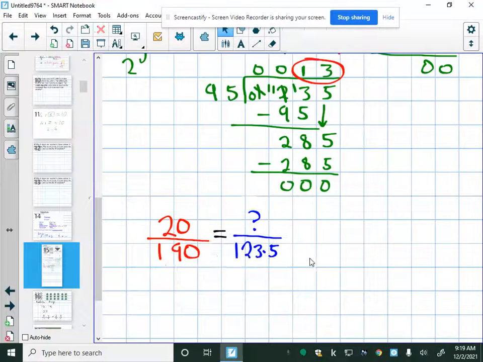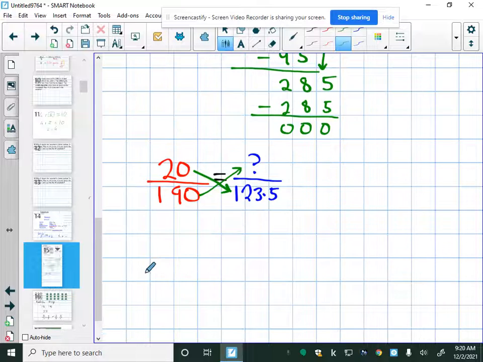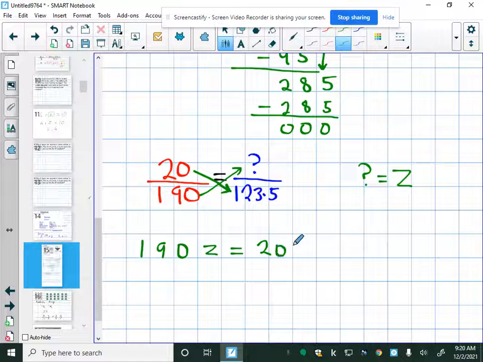Now, in the cross-multiply method, what we need to do is literally multiply the diagonals. In this case, what that would mean would be, after you do that step, you would end up with 190. Now I'm going to give the question mark, maybe I'll give it an actual symbol. I'll refer to it as the letter Z here. So 190Z equals 20 times 123.5.